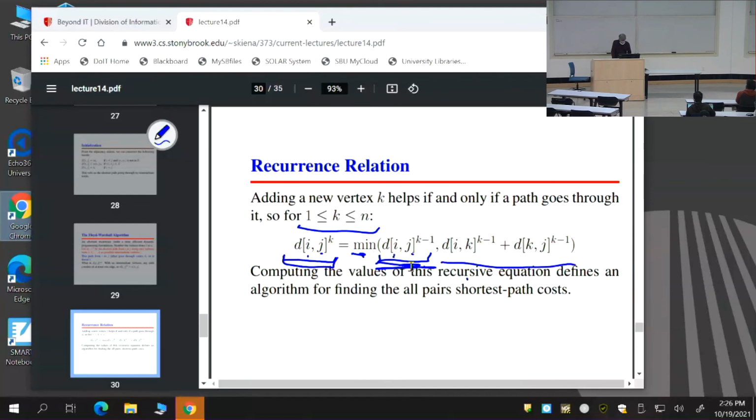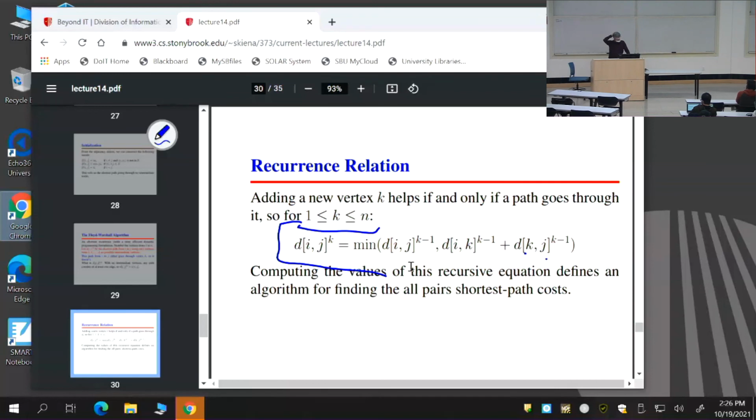Otherwise, if it did do us good, we want to get from I to k using vertices 1 through k minus 1 as intermediaries, plus the distance of getting from k to j using, again, the same set of possible intermediaries. Okay? How many people see where this equation comes from? Or does this make any sense? Who here does it make sense to? Raise your hand proudly. There's a small number of you. Okay? I see some of you so proud you're twitching fingers but not raising arms. Any questions about this?